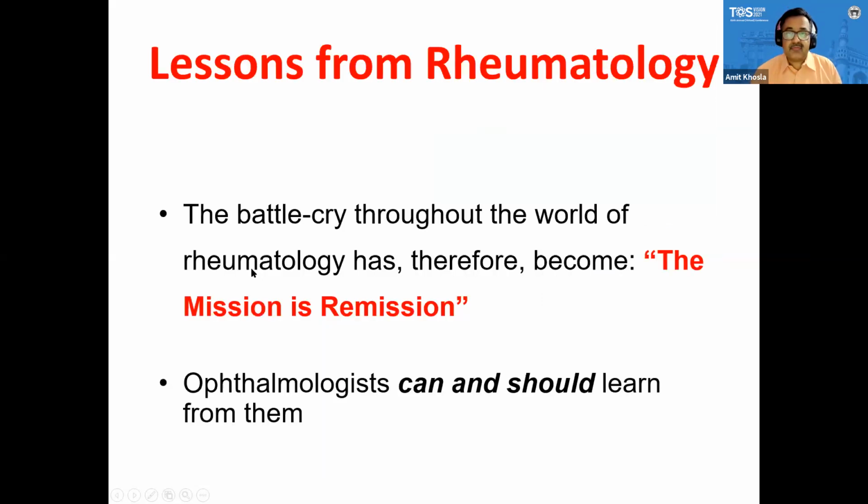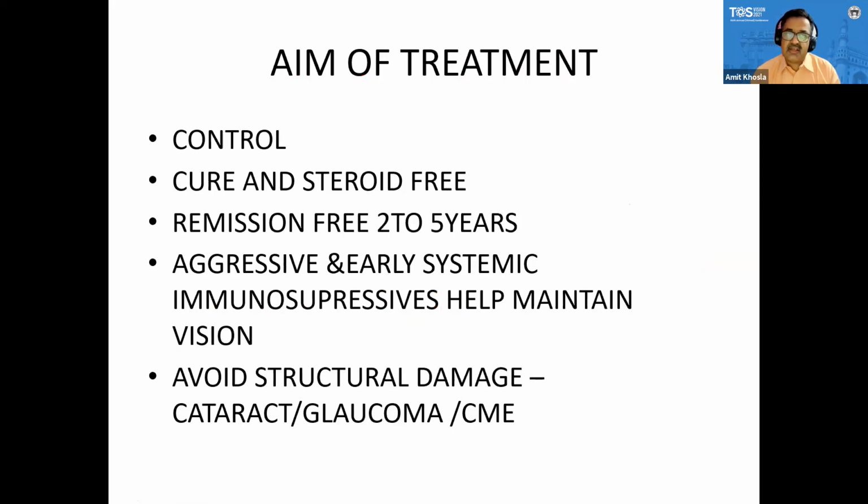So what we have learned from rheumatology is that remission is important, and you should always start treating before the deformity sets in. If you were to start adalimumab or rituximab in arthritis where already deformed joints are there, you're not going to win the battle. So it has to be early: start early, anticipate. Our aim of treatment in uveitis today is to control the disease, cure it, and make it steroid free.